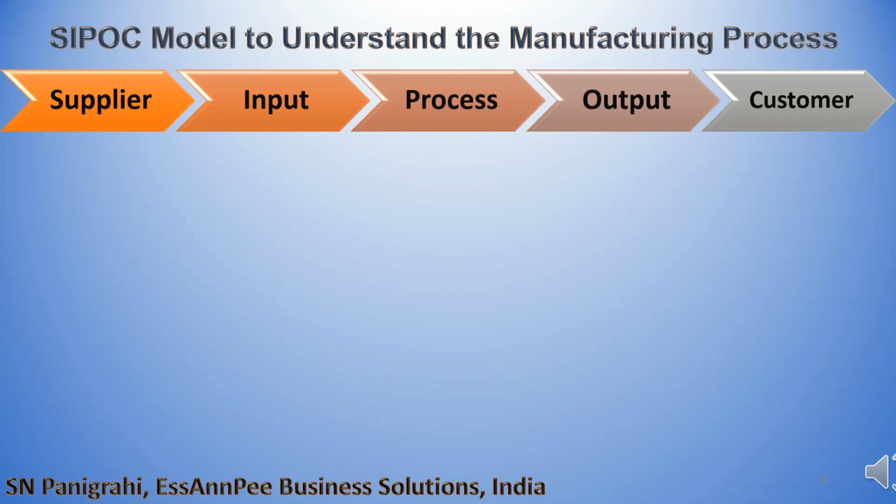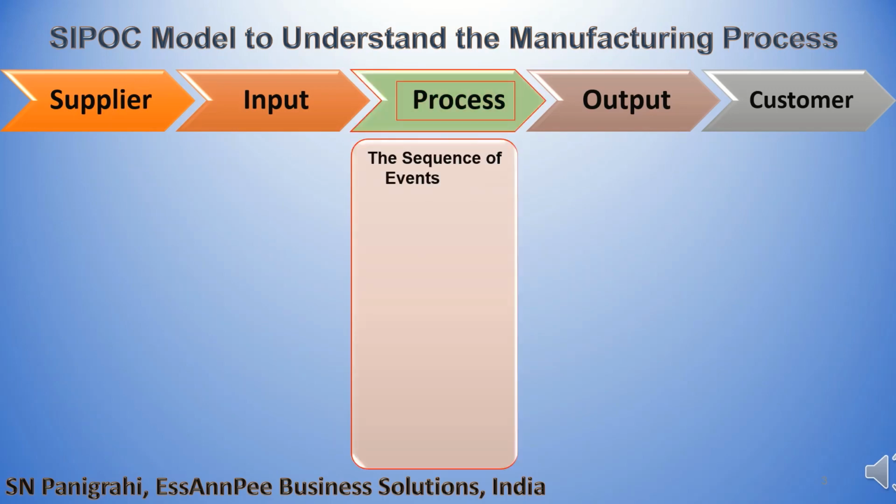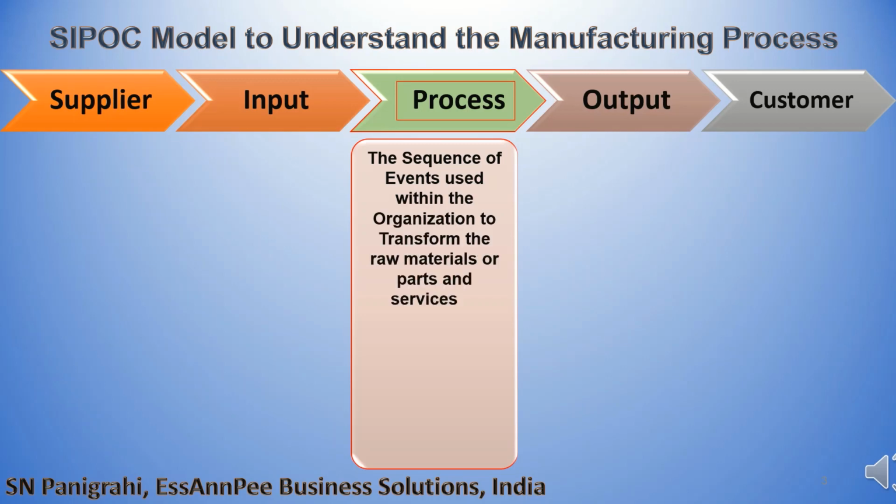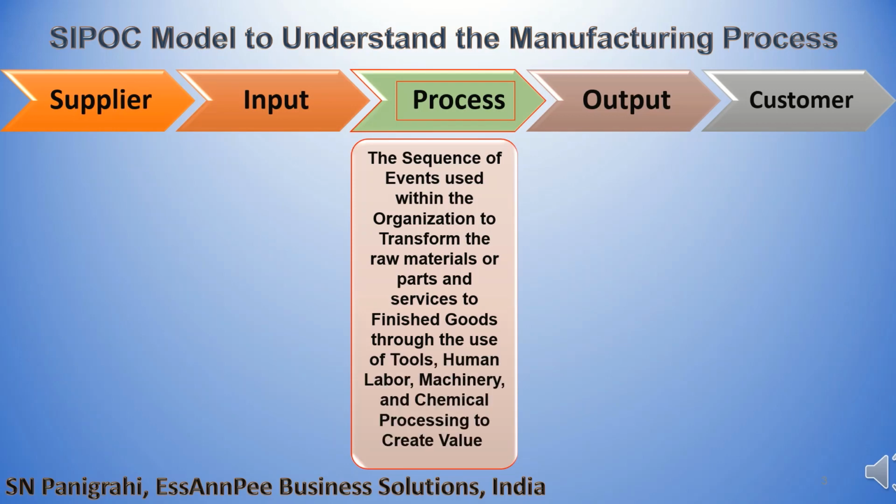The SIPOC model allows organizations to document their business processes graphically, providing them with a comprehensive view of all key process elements in the form of tables and charts. Let's now start with the process. A process is the sequence of events used within the organization to transform the raw materials or parts and services to finished goods through the use of tools, human labor, machinery, and chemical processing to create value.